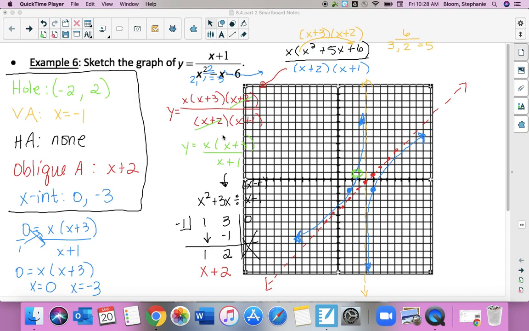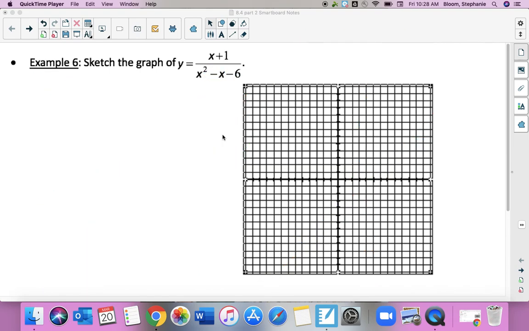All right, for our last example, erase all that. So we're going to go ahead and simplify. There is nothing to simplify to the top because it's just a binomial, so it's going to stay.